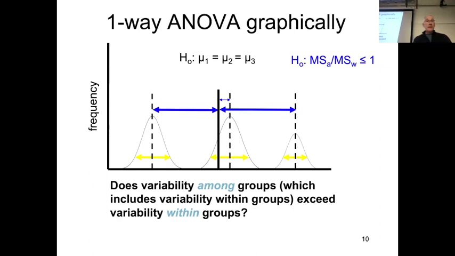Interestingly, we'll get into the assumptions in general linear models next week. One of the assumptions that probably rings a bell is homogeneity of variance. Anybody know what that means? Homogeneity of variance. Anybody online?